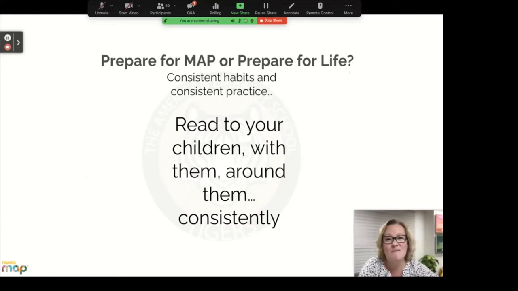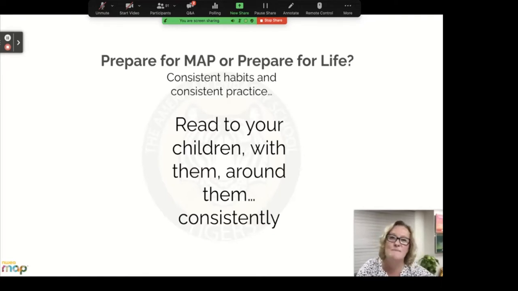Working with MAP data with my own children and with parents for the past 12 years, read to your children if they are younger. Read to your children if they're older. They actually like that too. Read with them and read around them. This COVID experience, I don't know about you, but it has kind of taken me away from books a little bit. And so I encourage you to pick up that book again and read around them. It's something that you value. It's something they will value. So read to your children, with them, around them, consistently.